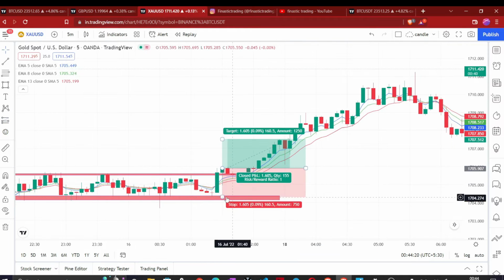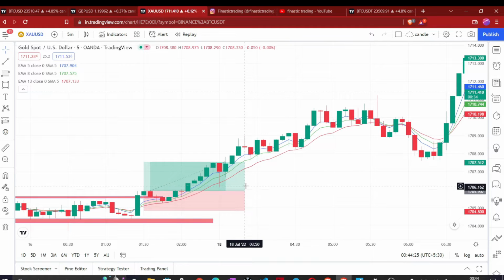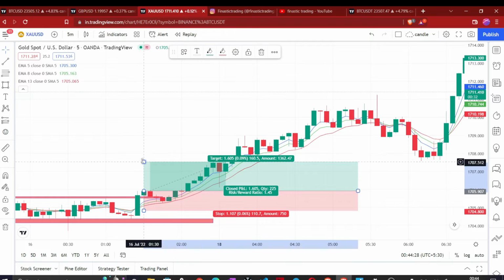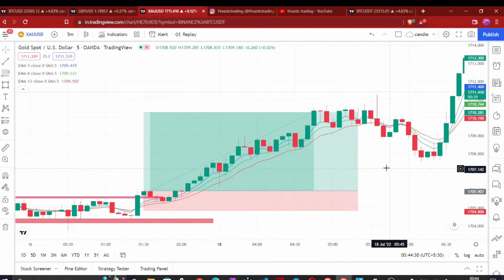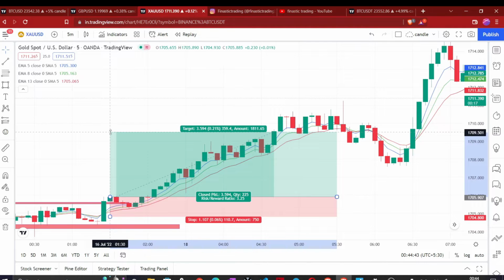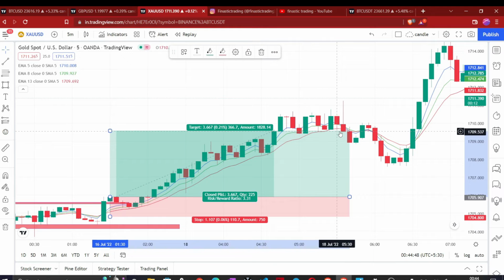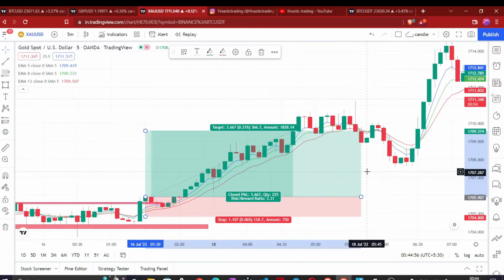So initially I like to place my stop loss right below the candle, and we keep on holding the trade till a candle closes right below the 13 EMA, which is the red one. So we kept holding on to the trade till this point. This is where we exit. As soon as it closes below the red line, the 13 EMA, we exit the trade.